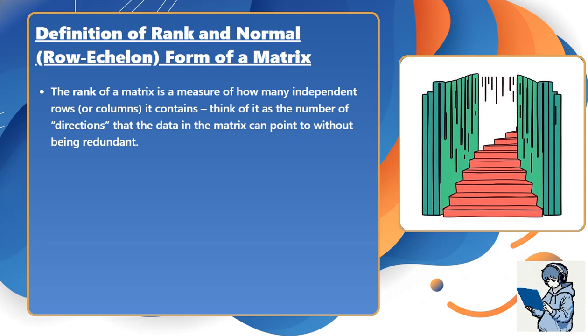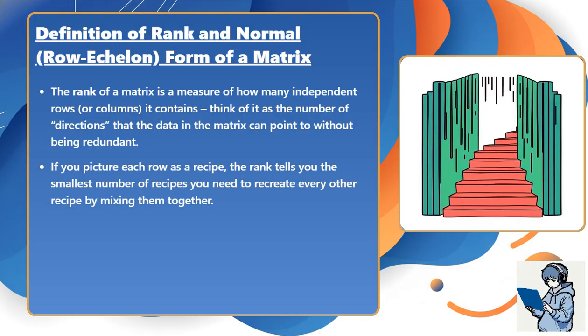The rank of a matrix is a measure of how many independent rows or columns it contains. Think of it as the number of directions that the data in the matrix can point to without being redundant. If you picture each row as a recipe, the rank tells you the smallest number of recipes you need to recreate every other recipe by mixing them together.